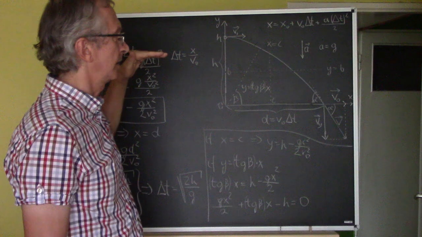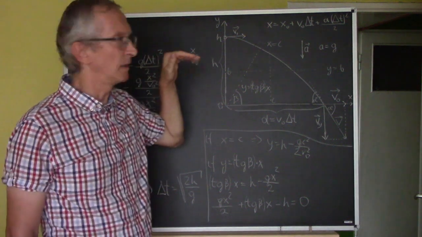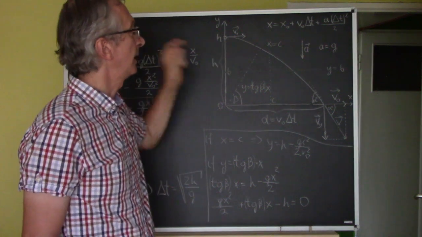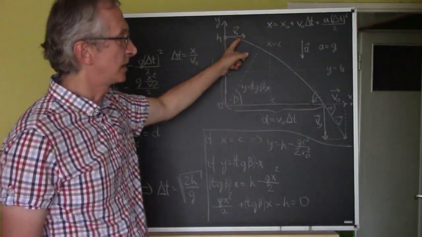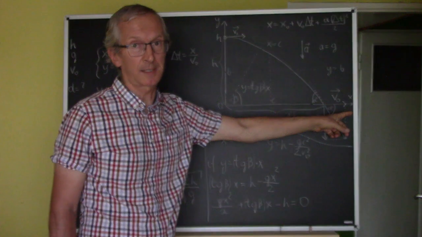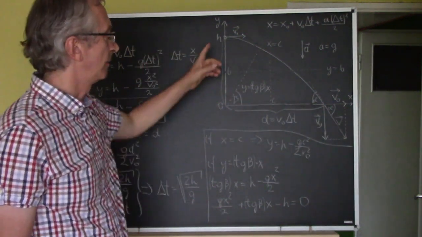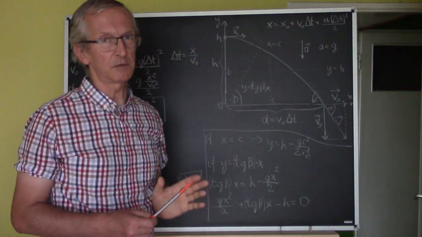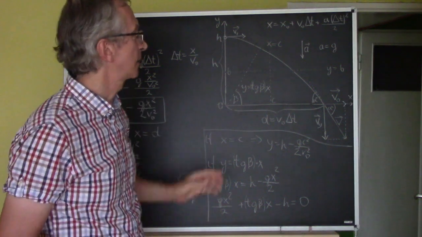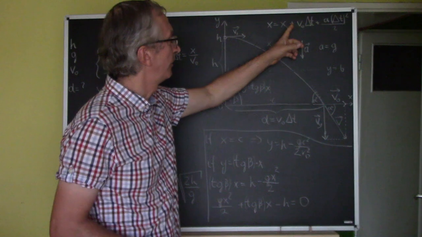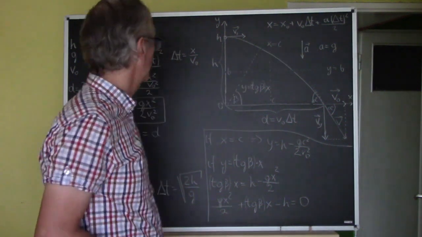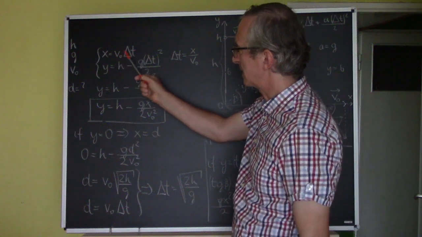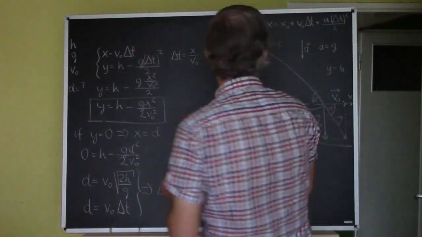The body has velocity in the direction of the axis x, it is v0, and v0 is directed the same as axis x, so the coordinate of this vector is equal to plus the magnitude of this vector. So here we have plus v0. So x equals plus v0 times delta t.